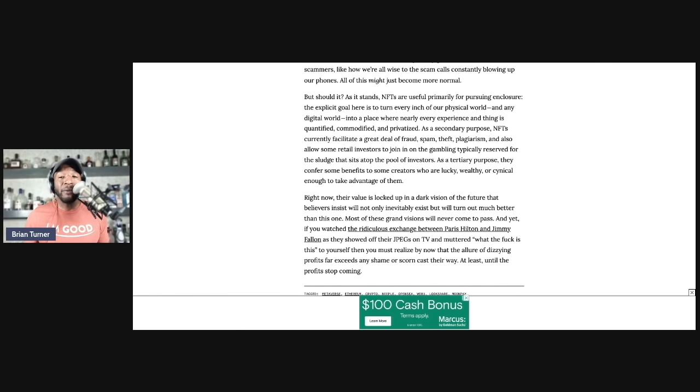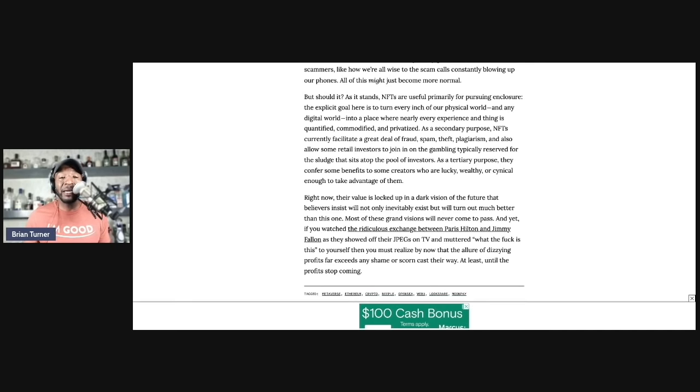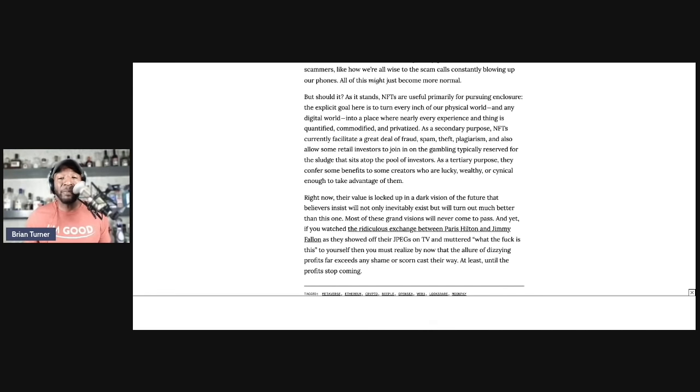As a secondary purpose, NFTs currently facilitate a great deal of fraud, spam, theft, plagiarism, and also some retail investors to join in on the gambling typically reserved for the sludge that sits atop the pool of investors. As a tertiary purpose, I don't know if I said that word right, they confer some benefits to some creators who are lucky, wealthy, or cynical enough to take advantage of them.